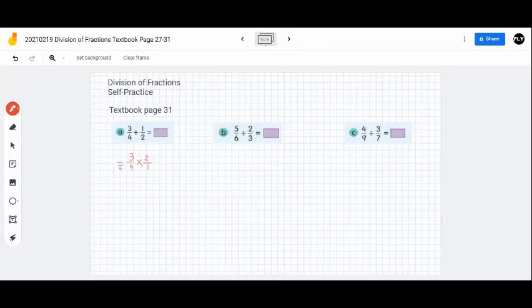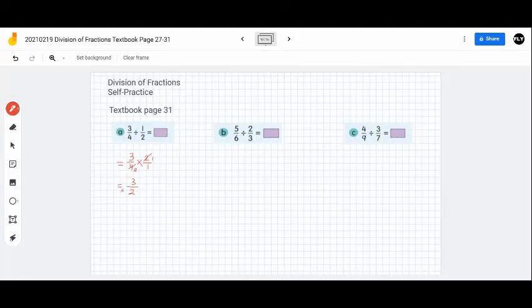Next, you will have to look at, can it be simplified? 3 and 4 cannot be simplified. 3 and 1 cannot be simplified. 2 and 4, can it be simplified? Yes, it can be simplified by multiplication table of 2. 2 times 1 equals to 2. 2 times 2 equals to 4. So this is the simplest form. 3 times 1, 3. 2 times 1, 2.